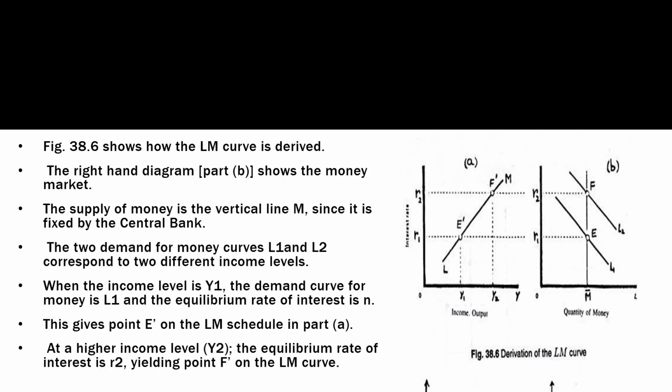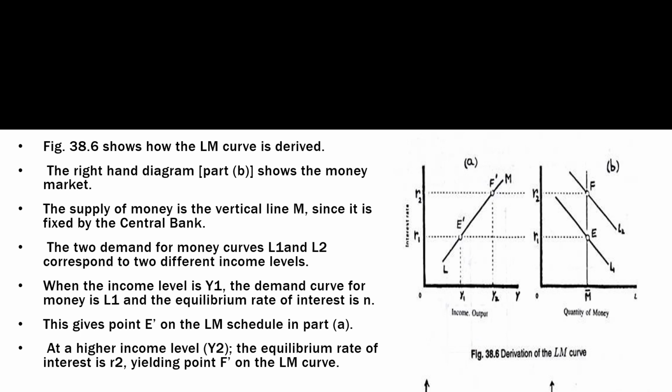There are two figures given in the diagram on the other side of the slide. The right hand part of the diagram shows the money market, and the supply of money is a vertical line M, since it is fixed by the central bank. So it is vertical, we cannot change the supply of money, and the supply of money is given by M. The two demand for money curves, L1 and L2, correspond to two different levels of income.